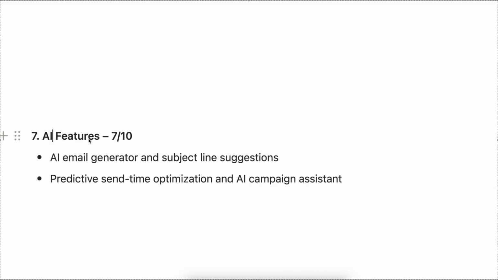When it comes to AI features, they're emphasizing a lot on AI. However, what I saw mostly was there's an AI email generator and subject line suggestions, which every email marketing software has. And they do have predictive send time optimization, which again, most of the software has. And they also claim they have this AI campaign assistant, but I think it's in very early stages maybe, so it's not very useful yet. So it's a 7 out of 10.